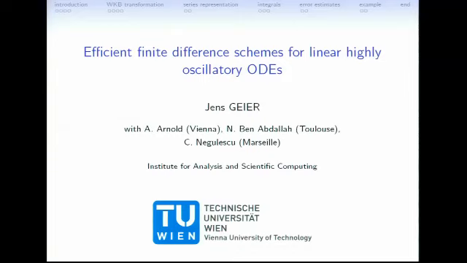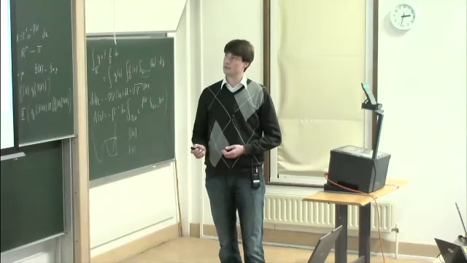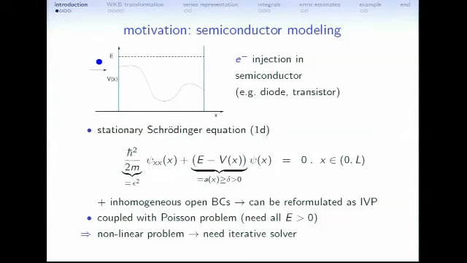Let me start with our motivation, which comes from semiconductor modeling. Assume you have a semiconductor, for example a diode or a transistor, one-dimensional, and now you inject an electron in the potential which comes maybe from the device. The electron has a prescribed energy, and normally the simplest model to describe the behavior of an electron is given by a stationary Schrödinger equation.